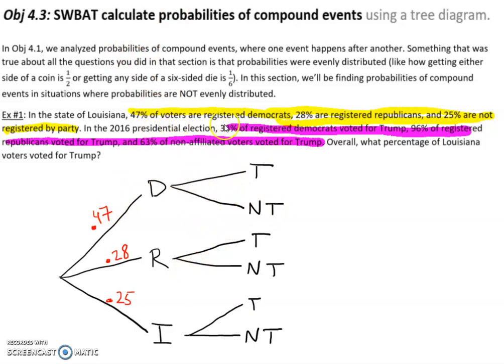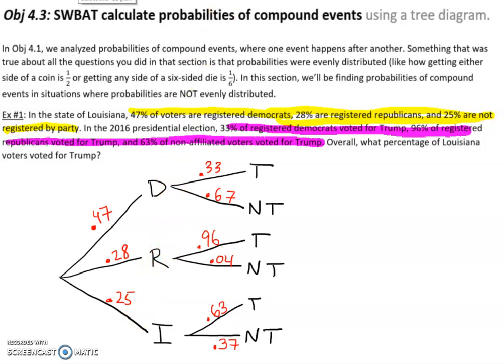We're now going to fill in the percentages here. So they said 33% of Democrats voted for Trump, so that's 0.33. And because we know that the two branches of one level must add up to 100%, this then must be 0.67, because 33% and 67% add up to 100. We're not going to necessarily need all these numbers, but I just want to show you where they come from because sometimes you do. Then it says 96% of registered Republicans voted for Trump, so 0.96 voted for Trump, and 0.04 did not. And then for independents, 63% of them voted for Trump, 0.63, and therefore 37%, 0.37 did not. Each set of branches adds up to 100%.